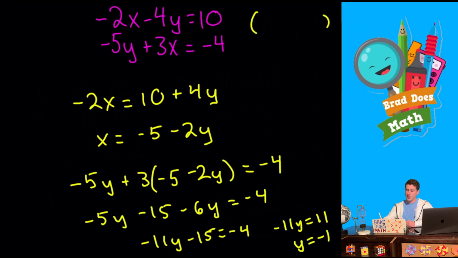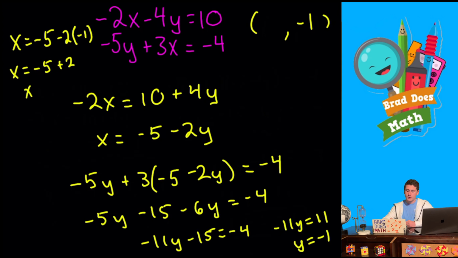And again, I'll already put my answer up here, and I'll just fill in x once I'm finished. So I will plug into this equation right here to solve for x. So x equals negative 5 and then minus 2 times y, which is negative 1. So x equals negative 5 plus 2, which is negative 3.